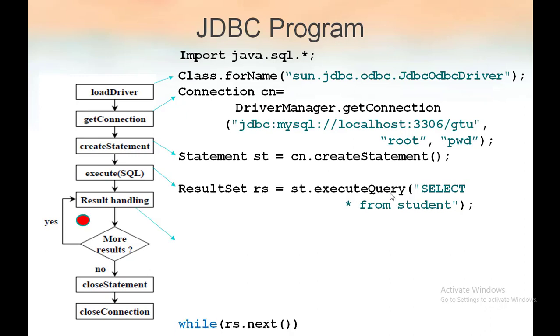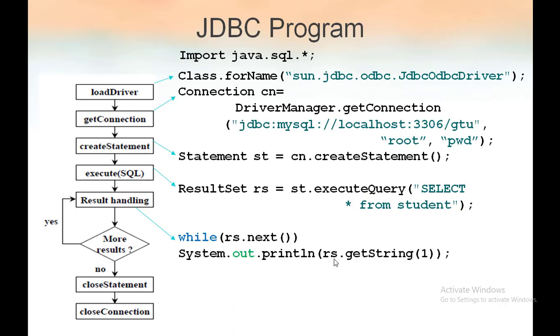Next step is result handling. While rs.next, we are printing here rs.getString, means from column number 1 we are getting the value and printing. Close the statement. Statement object dot close. Close the connection. cn.commit and cn.close. These are the steps and example of Java database connectivity.